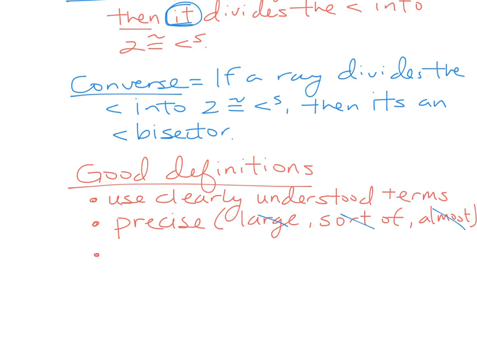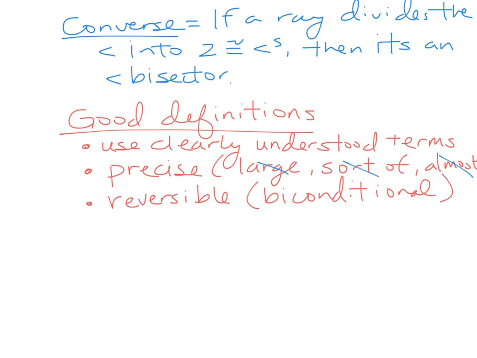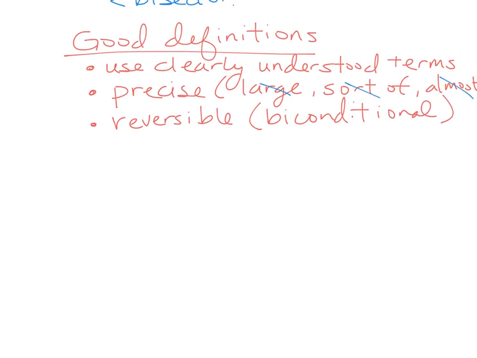And then the third thing is it needs to be reversible. So if you can write a biconditional, it's a good definition. If you can't write a biconditional with it, it's not a good definition. So we're going to talk about a couple definitions and determine, is it reversible? And if so, we're going to write a biconditional, because a biconditional is a good definition, really. So this is example 3.